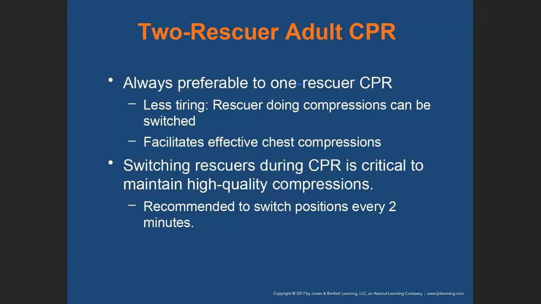Ideally, what you want for a code is a 3 to 4 person team. So for CPR to really be effective in the pre-hospital setting, if you have 3 or 4 persons that are competent in the task, you will get much better results. So it's very difficult for two rescuers to run a code and run it effectively. So two rescuer adult CPR is always preferable to one rescuer CPR.